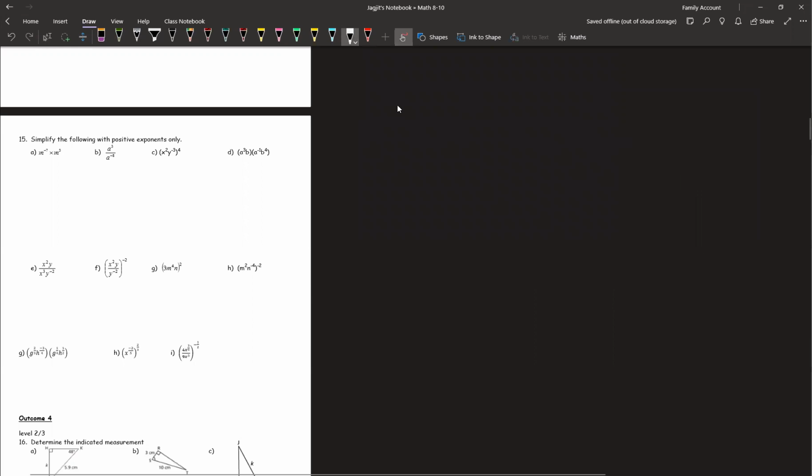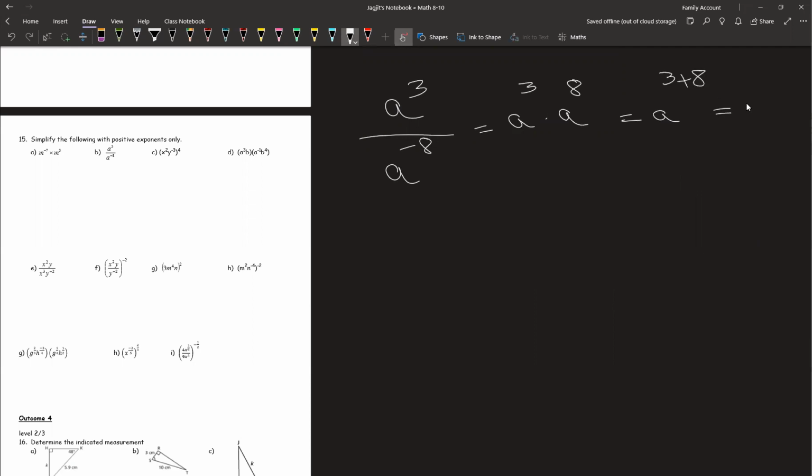If I give you a to the power 3 over a to the power minus 8, I'll move a to the power minus 8 to the top, so it becomes a to the power positive 8, and then you add the exponents. So you have a to the power 11.